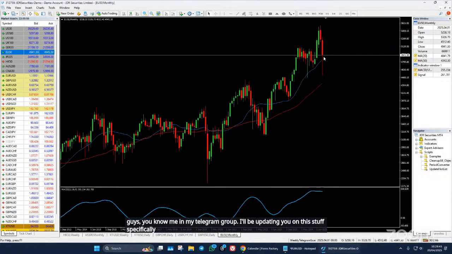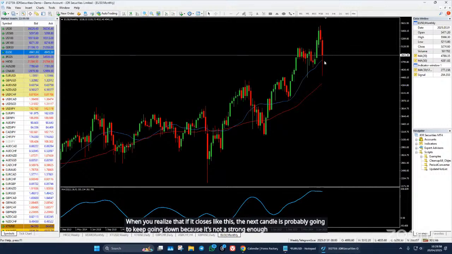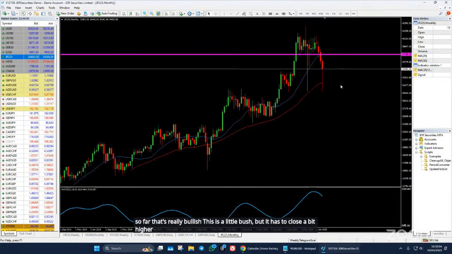EU is looking weaker. Over time you'll learn to spot when the candle is not strong. You realize that if it closes like this, the next candle is probably going to keep going down because it's not a strong enough finish. Like this is bullish so far, that's really bullish. This is a little bullish, but it has to close a bit higher. Nikkei. So Nikkei is quite weak, guys. I think this one's going to stumble a bit more.